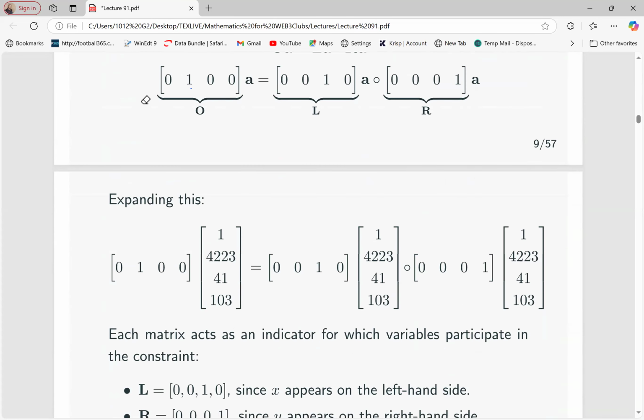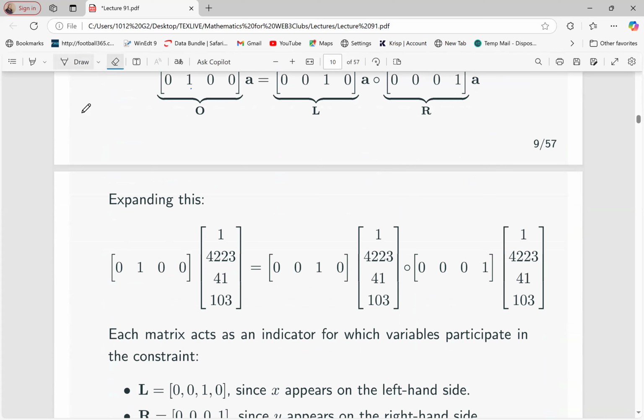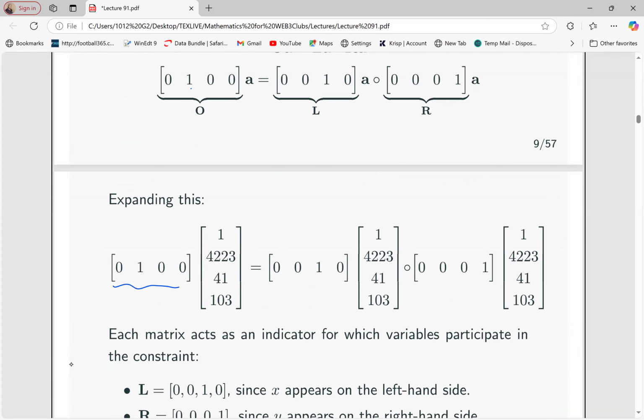So we've come up with this, our output, and this is our A. So how do we normally multiply matrices? It's a row and a column. So for this element, as you add the results, that's how we normally multiply. So it's 0 times 1, plus 1 times 4323, then plus 0 times 41, then plus 0 times 103.